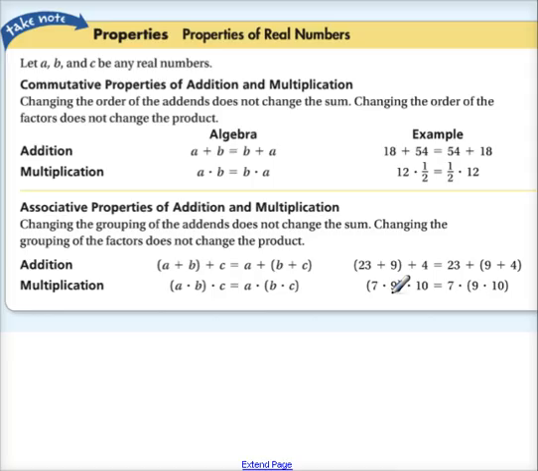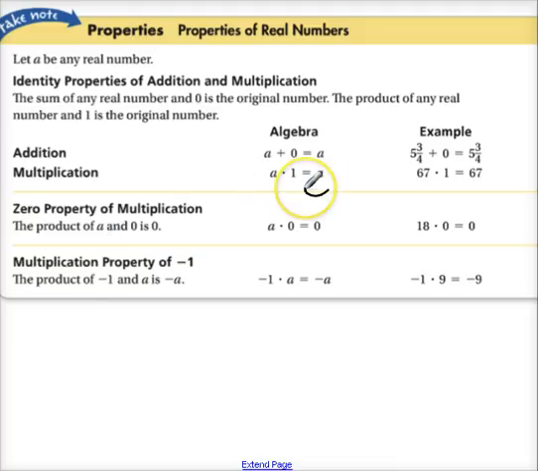Okay, so those are the properties we're talking about in this lesson. Again, commutative changes the order. Associative changes the grouping. Identity properties keep their identity by either adding 0 or multiplying by 1. Zero property, we're left with 0. And property of negative 1, we're left with the opposite sign of what we started with.